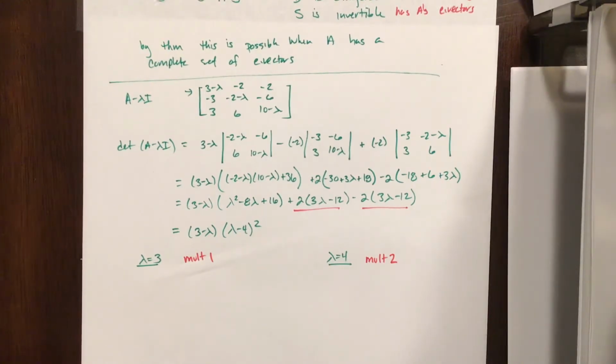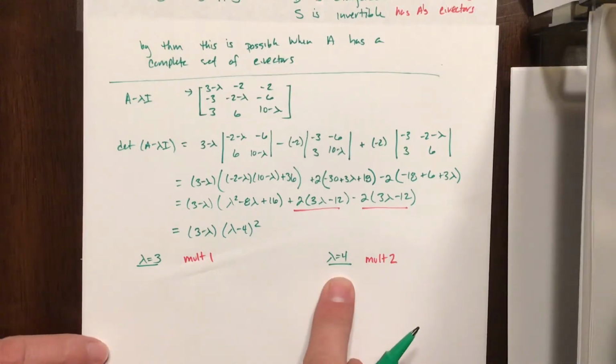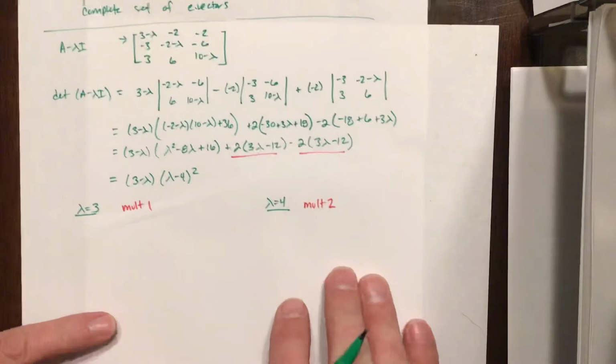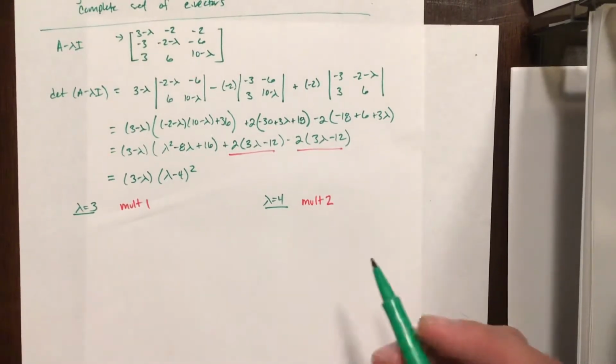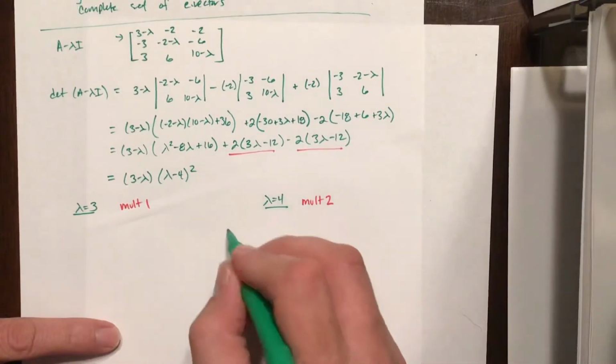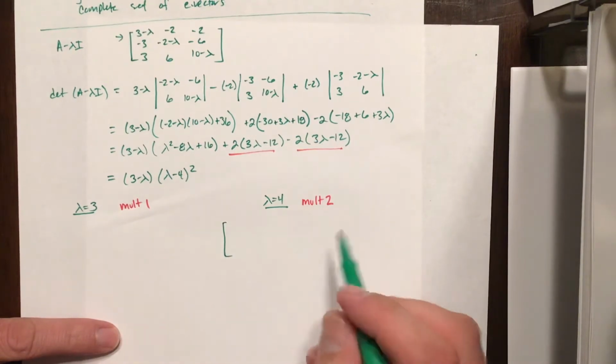The only way to diagonalize this matrix is if it has a complete set of eigenvectors. So in this case, we better have 2 coming from it. Okay, let's take a look. If it doesn't have 2, then I don't need to proceed any further because it won't be diagonalizable.